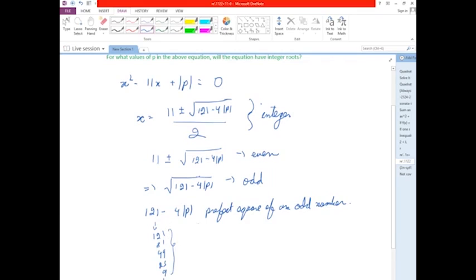So 4, 5, 6, and for each we'll have a value of p. So 6 values, and since p will have a plus and a minus, for example, if we want to get 81, we'll need 4 mod p equal to 40, or mod p equal to 10. So p can take plus 10 and minus 10. So that way, for each of these values, we'll have 2 values of p, and hence 1, 2, 3, 4, 5, 6, total 6 into 2, 12 values.